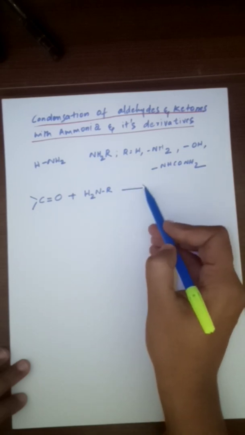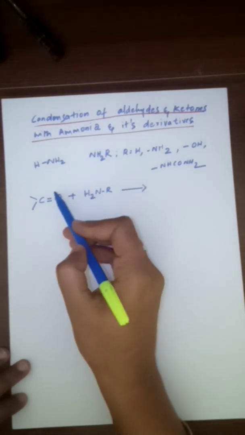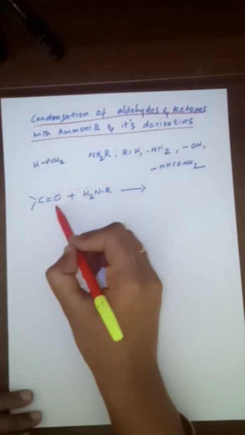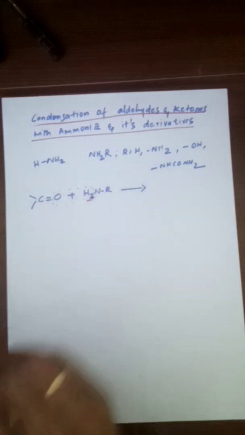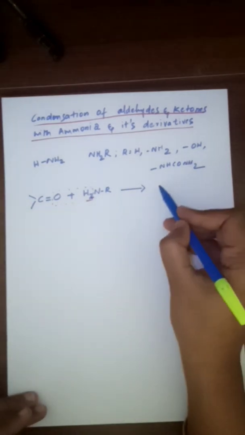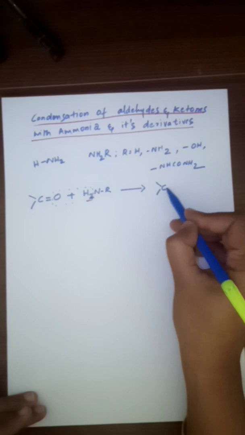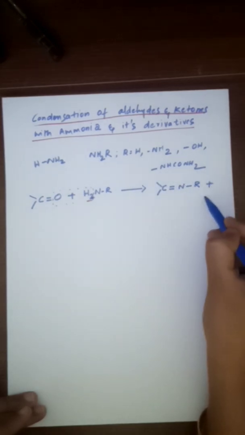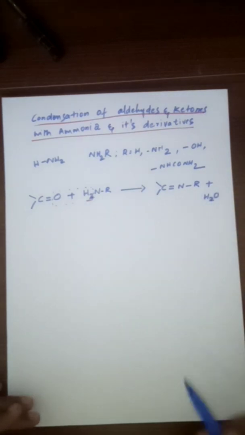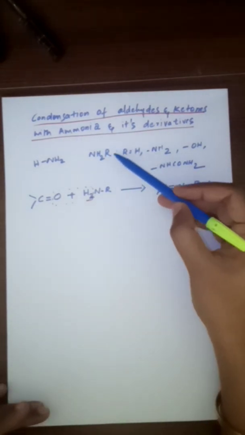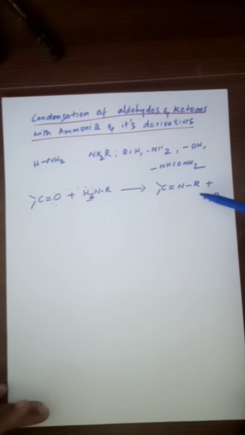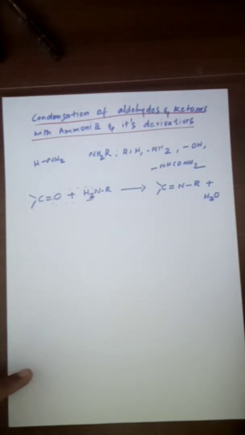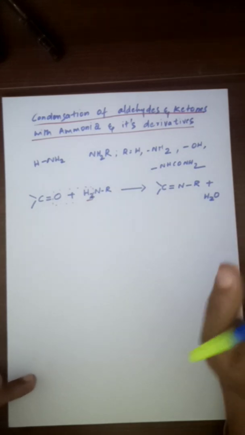So when the condensation reaction happens, one water molecule will be eliminated. So what will you get? You will get C double bond N R along with water. So this is the reaction. According to the nature of R, the product obtained will change. This is the overall reaction of condensation of aldehydes with ammonia and its derivatives.